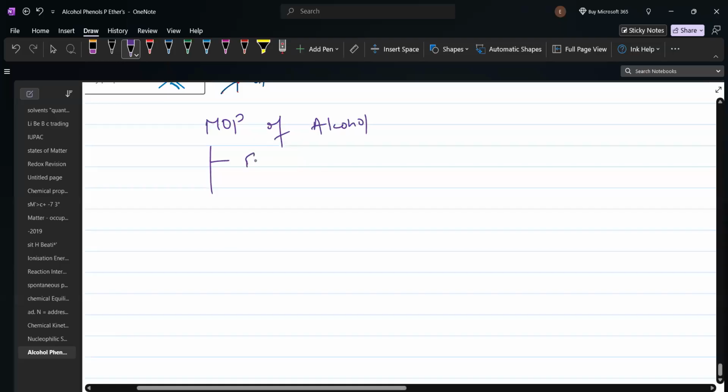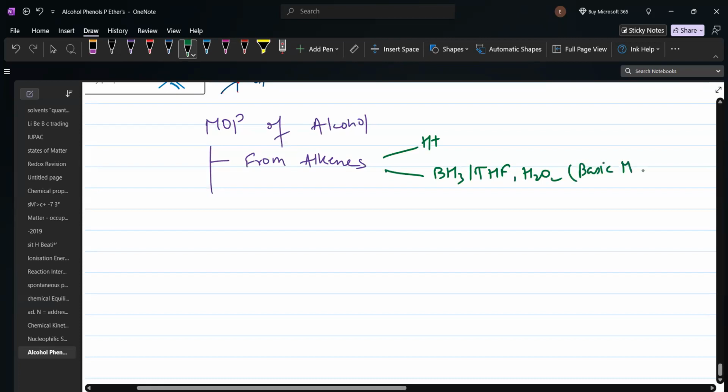Like, first one we will see from alkenes, right? In the last class we have done this from alkenes. From alkenes, we have used acidic medium, H plus. And another which we have used is BH3 THF, and after that H2O2 in basic medium. Yes, sir. This we have already done.